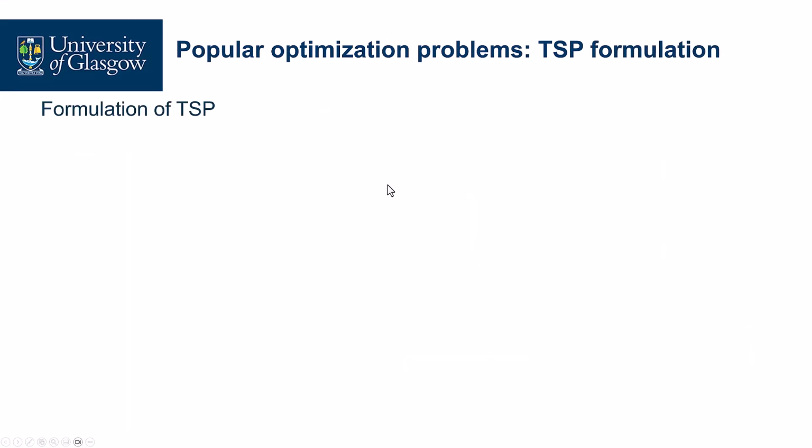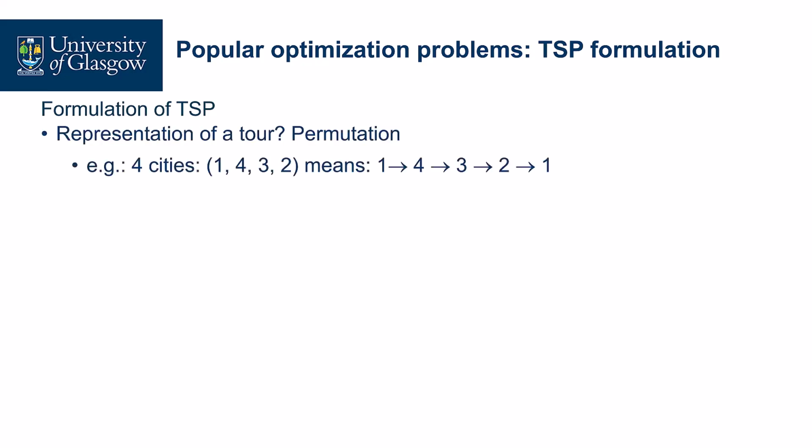To formulate an optimization problem, the first thing we need to understand is what can we control, right? So what is a candidate solution? How can we represent a candidate solution? In this case, it's a tour. So we use a permutation to represent it. So for example, there are 4 cities. 1, 4, 3, 2. So what does this mean? I start from city 1, then go to city 4, then city 3, then city 2, then I go back to city 1. Right, so this is a permutation.